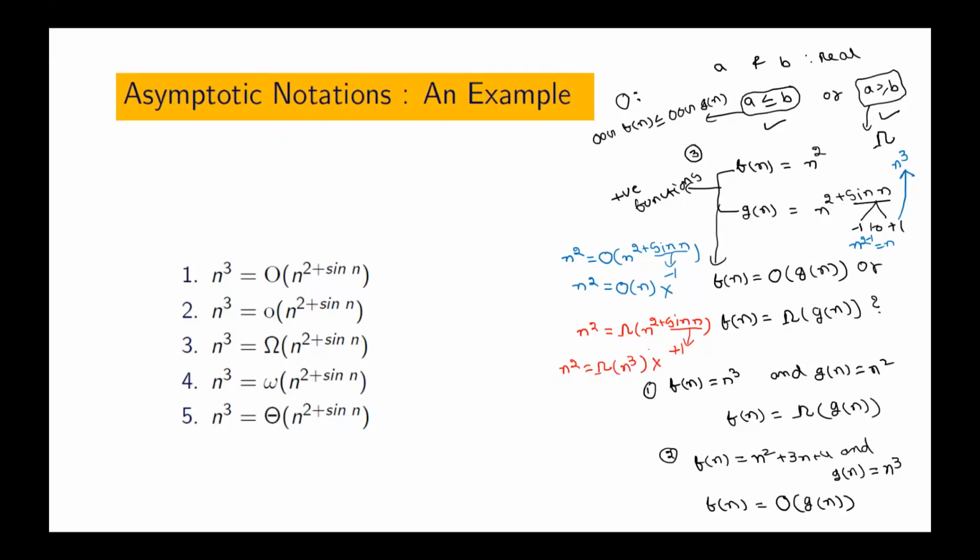So from this, what is clear? For these two functions, neither this is true, nor this is true. So what does it mean? Unlike two real numbers, for which either a less than or equal to b is true or a greater than or equal to b is true, here we cannot say that if f of n and g of n are positive functions, either f of n is big O of g of n is true. If that is not true, automatically we cannot conclude that f of n is big omega of g of n is true. Is that okay?